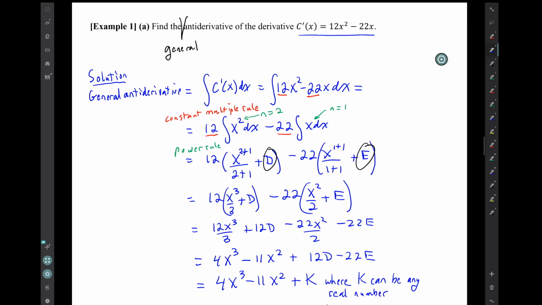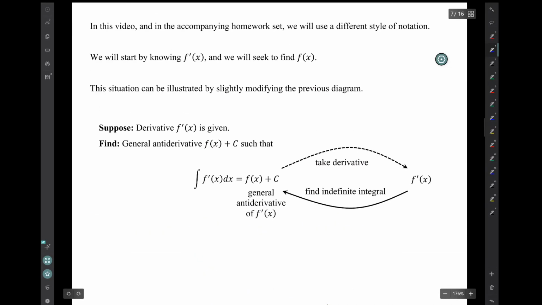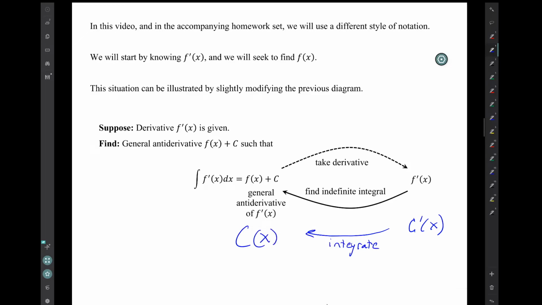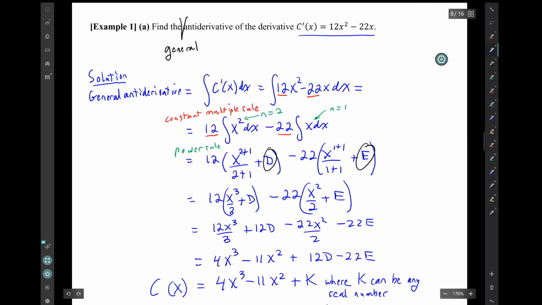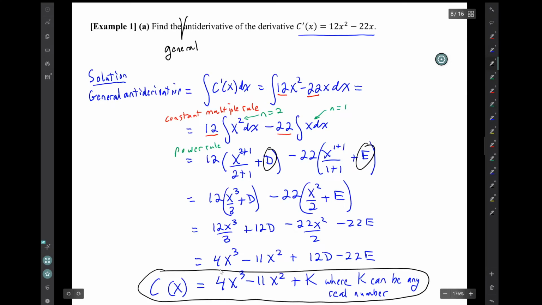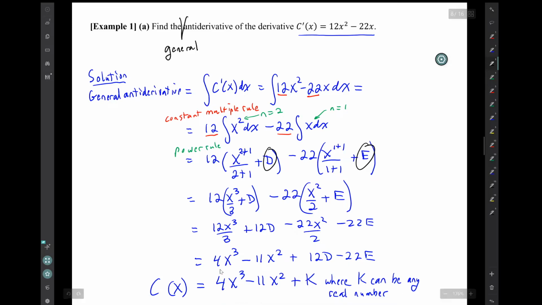Now we can give that a symbol. We could think of that as capital C of x. Let's go back to our diagram. We started with capital C prime of x, and we integrated to get this capital C of x. Now that's a general antiderivative, so it's of the form capital C of x is some expression involving a constant of integration.